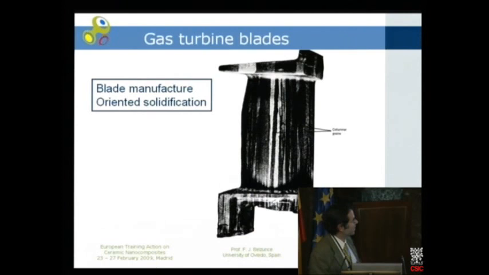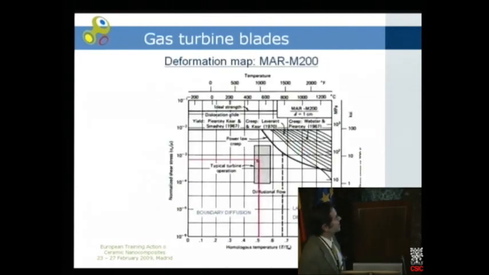Here is, for example, a picture of one of these blades, in which you can see this is one grain which goes from this end of the blade to the other end of the blade continuously. And this is, finally, the deformation map of the same alloy as before, but now with a very large grain size.